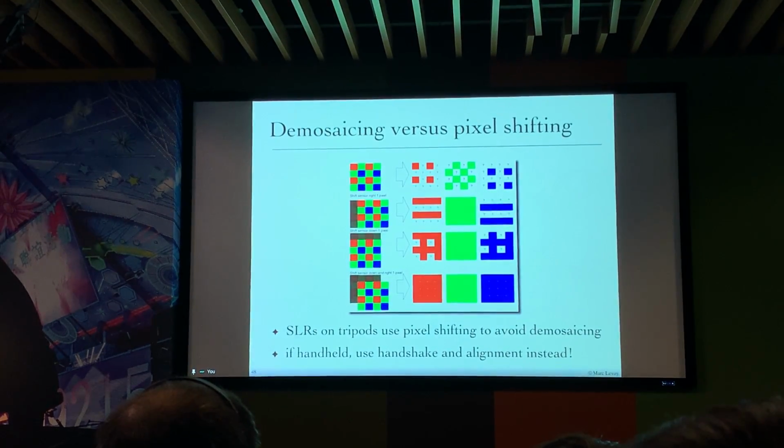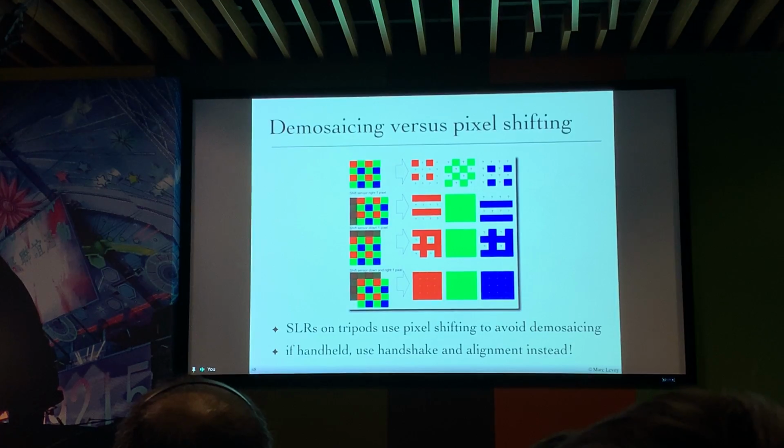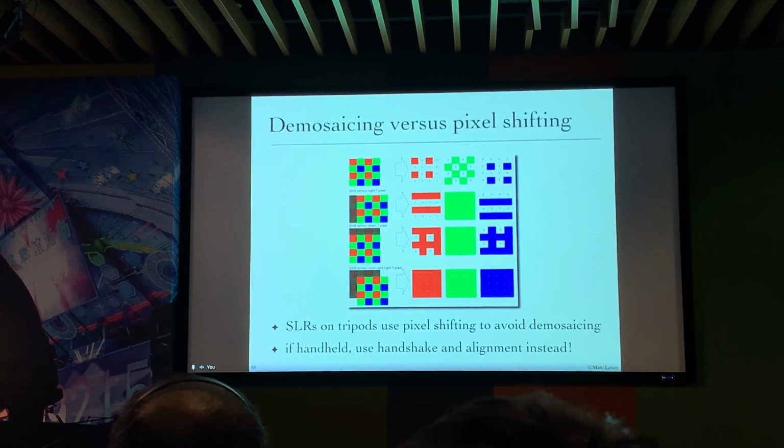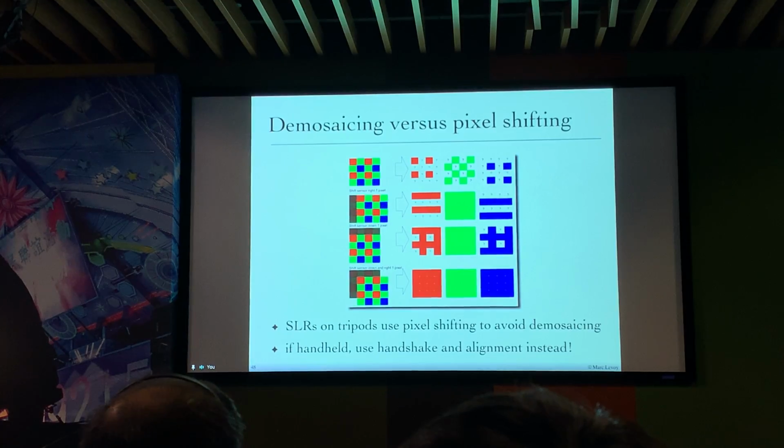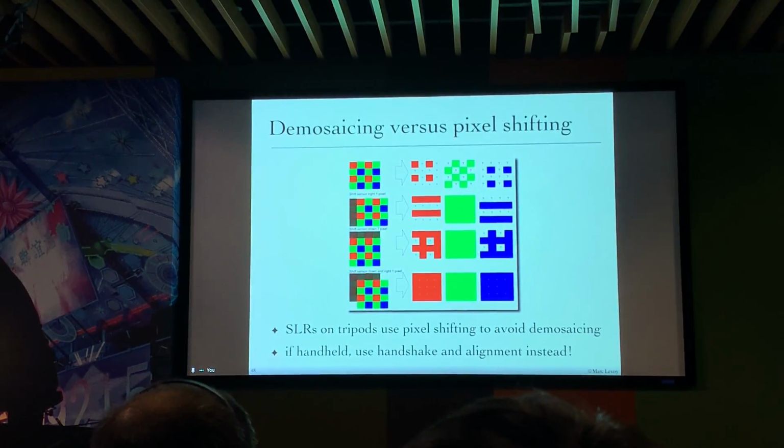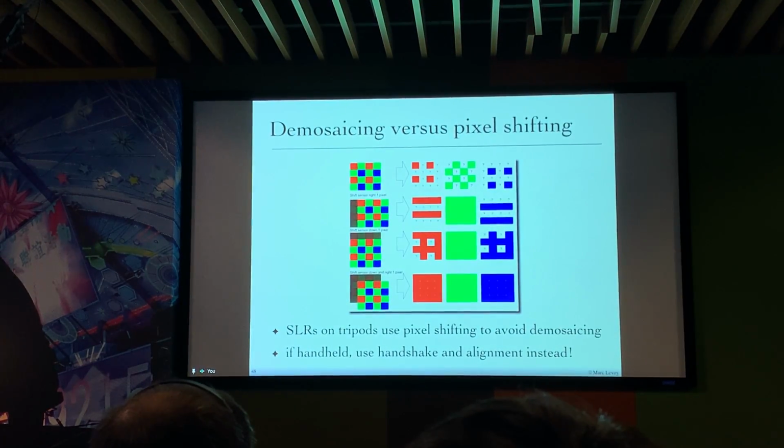When I hold a cell phone, especially if I hold it out here, it's shaking all the time. It is shifting by itself. And so we can allow that shift over a burst, over a number of frames, to produce a red, a green, and a blue underneath every pixel. And so we can accomplish the same thing that the tripod and the microstepping accomplishes.